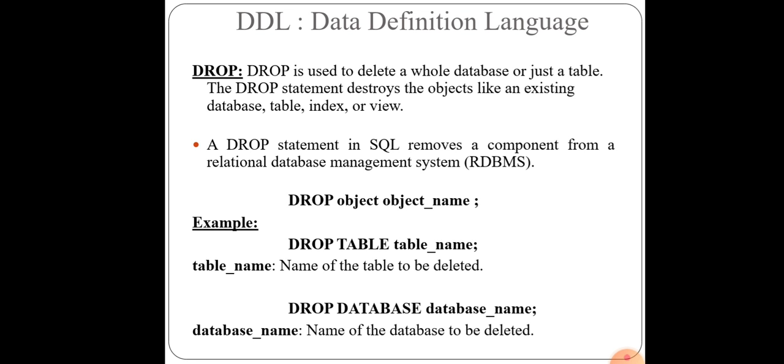Next is your drop command. Basically the drop command is used to delete the whole database, or you can just delete a particular table also. It destroys objects like an existing database, table, index or view. So the drop statement removes the component from the database. The syntax for the same is, if you want to drop any of the objects, you have to write drop, object, and the object name.